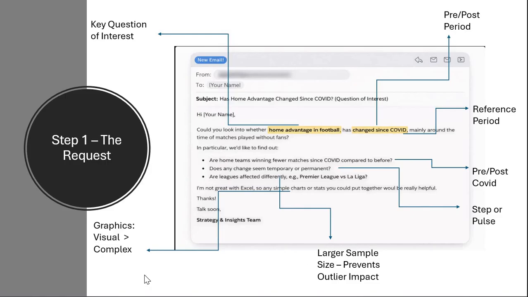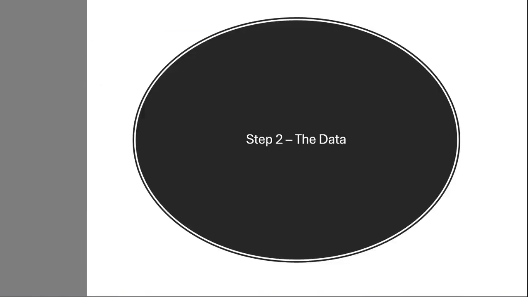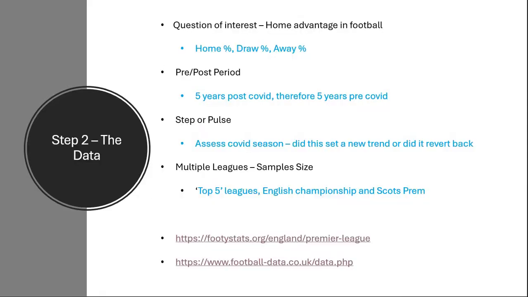Okay, so that gets us on to step number 2, which is the data. And of course, the data is very important for us. So looking again at what we've just mentioned, what sort of data do we actually need? Question of interest, that's just the home advantage in football. So therefore, we want to look for the home percentages, draw percentage, and away percentage results in all of the following years that we're interested in.